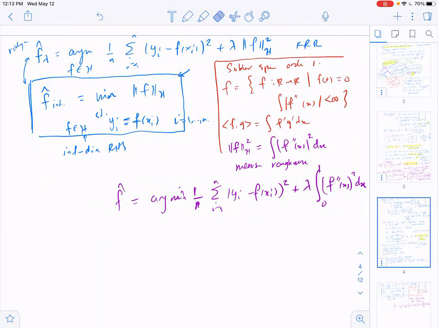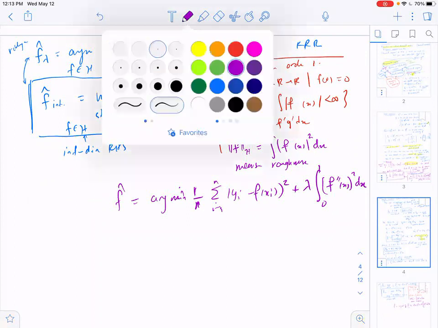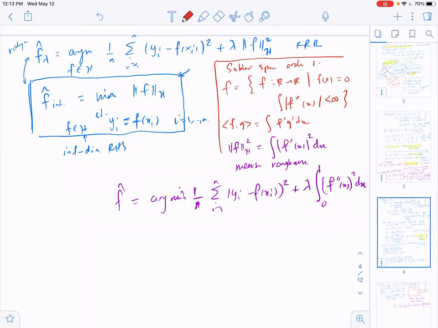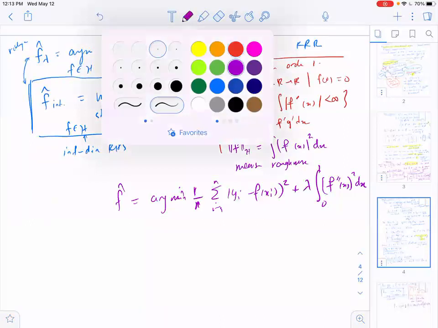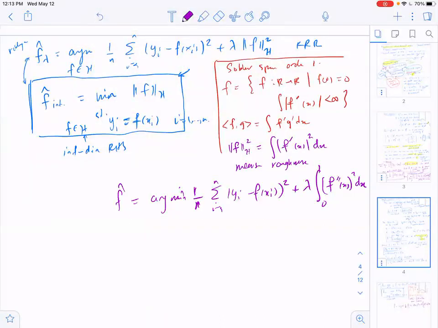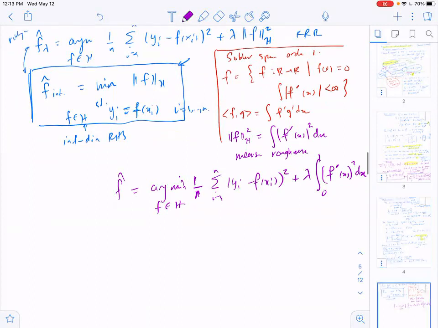Sorry, this is not the second derivative. Order 1 is just the first derivative. This is if it's order 1. So if it's order 2, then it would be the second derivative. Okay. So if you solve this, this is a solve of order 1.